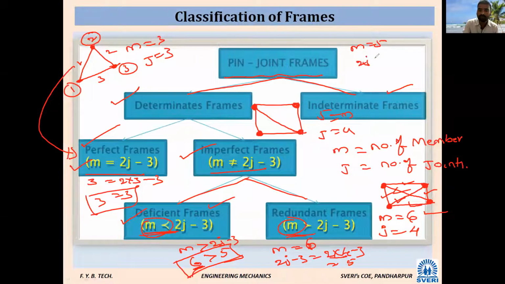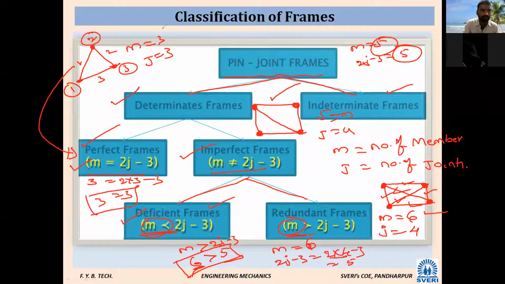2J minus 3, how much does it come to? 2J, 2 into 4 is 8. 8 minus 3 is equal to 5. So M is equal to 2J minus 3. Is it perfect or imperfect? Perfect. Perfect frame. So again, one more.